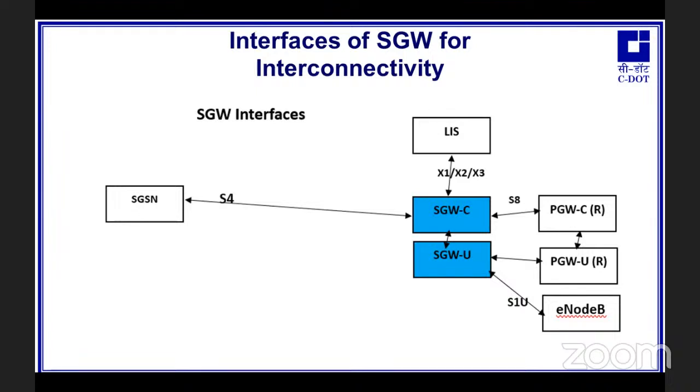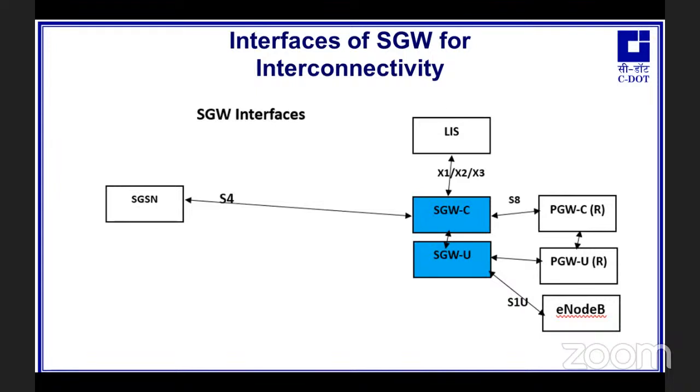If you are talking about the SGW, it is the same thing as the PGW. You can see the SGW control plane over the S8 interface will be connected to the roaming PGW control plane, and the data plane will be connected to the roaming PGW data plane. And the S1U interface, which I have already mentioned, for browsing data, the user plane will send the data packet to the SGW in case of 4G.